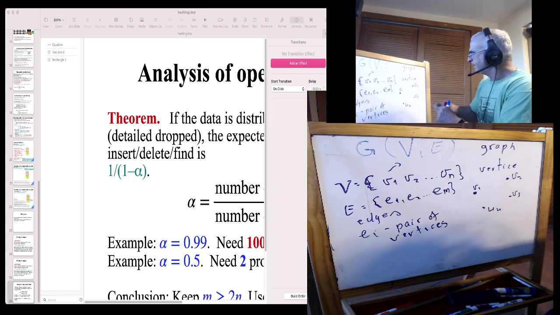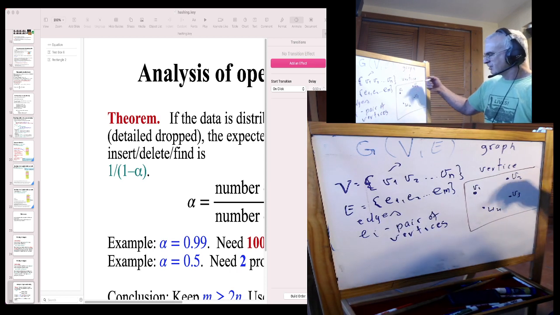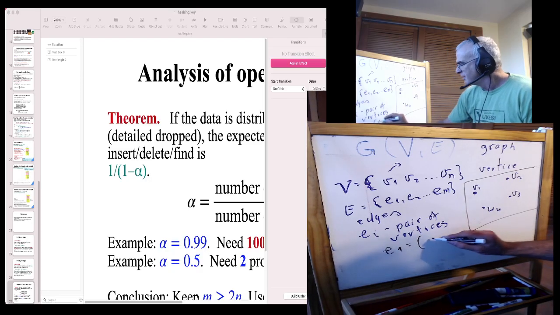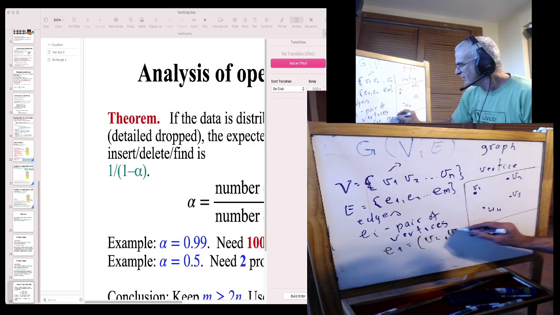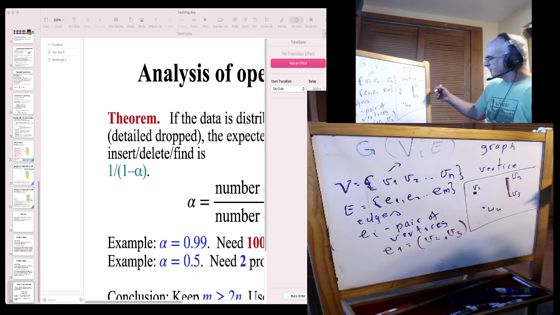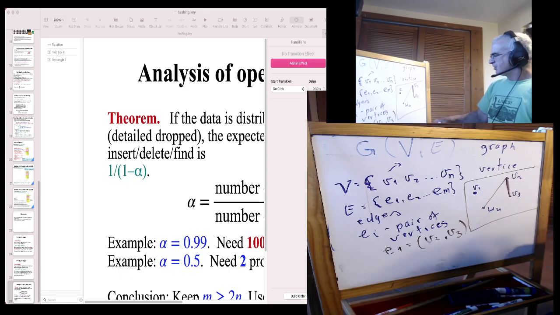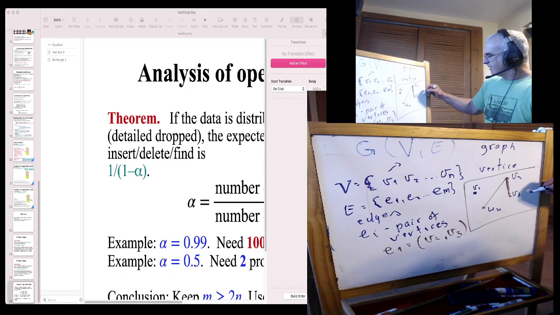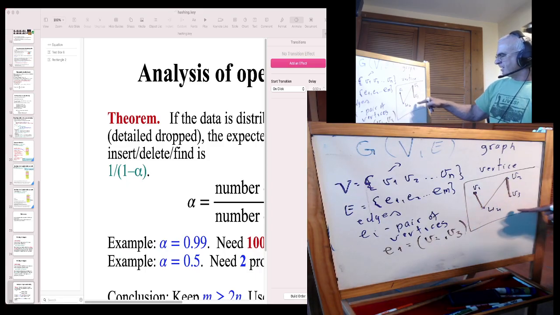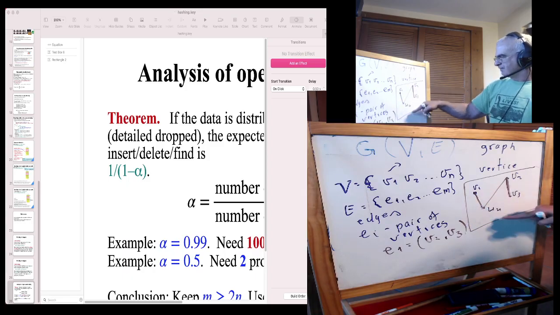If this graph is the graph of the social network of Facebook, I can say that E1 is the pair V2, V3. Okay, meaning they are Facebook friends. Another edge V2, V4, another edge V1, V4. And since they are friends, it's mutual, then there is no direction to this edge.